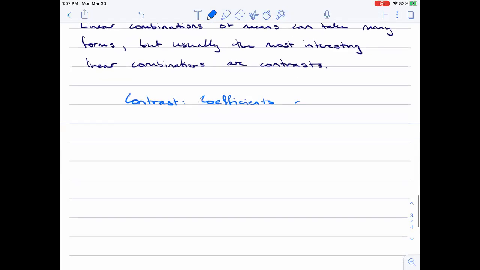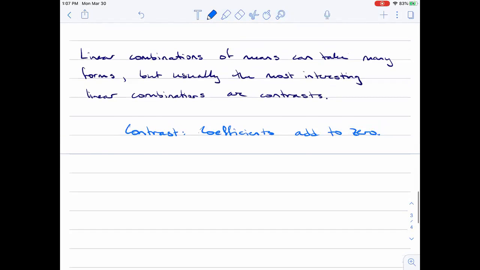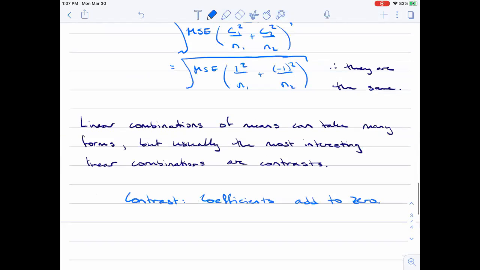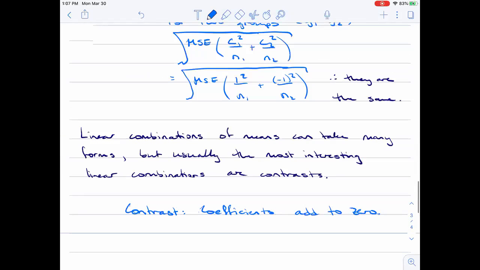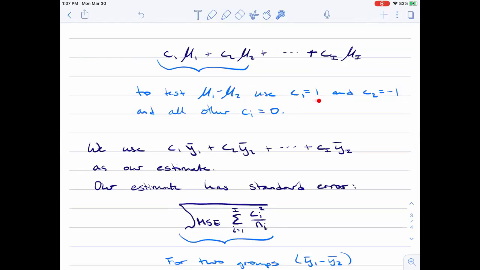Which we had here, we were just talking about two groups, C1 is 1, C2 is negative 1. This adds to 0. 1 plus negative 1 adds to 0, and all the other ones are 0. So this is a contrast.